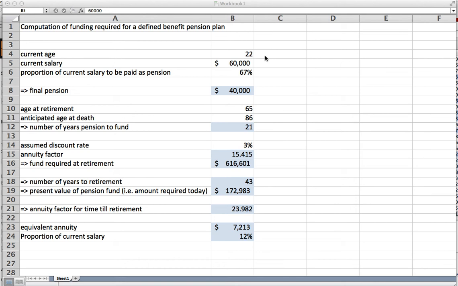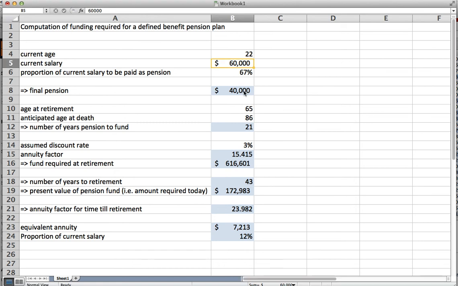So let's take somebody whose current age is 22 and their current salary is, we'll say, 60,000, and they want to retire on a pension which is equal to 2/3 of final salary, so 67%, when they retire. And we can see what goes into this: the final pension, that 2/3 of final salary, is the 60,000 times 67%.